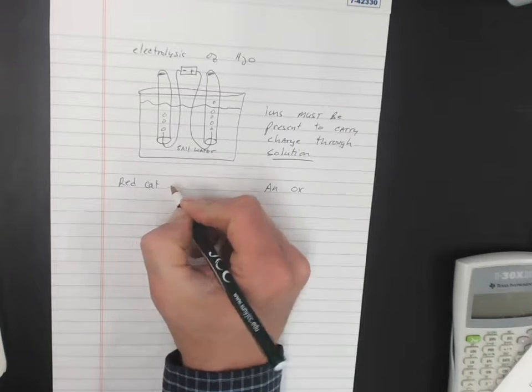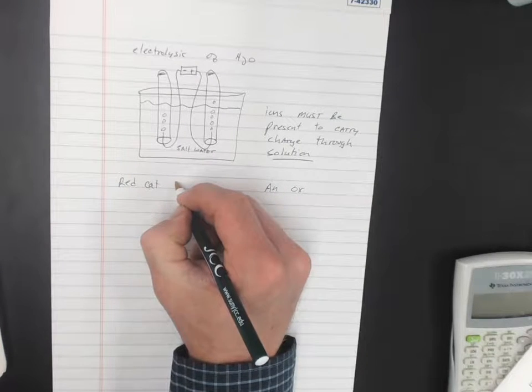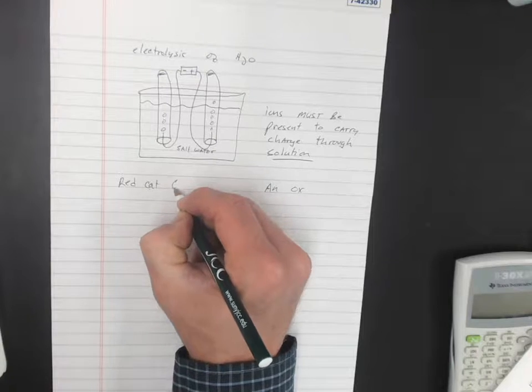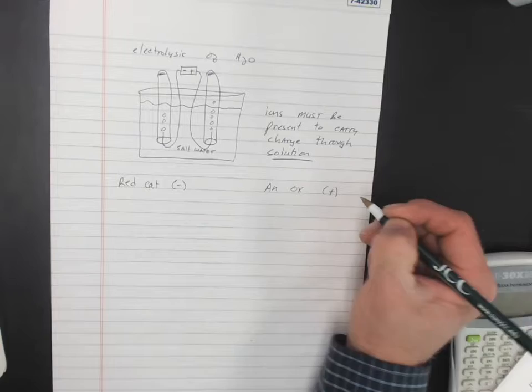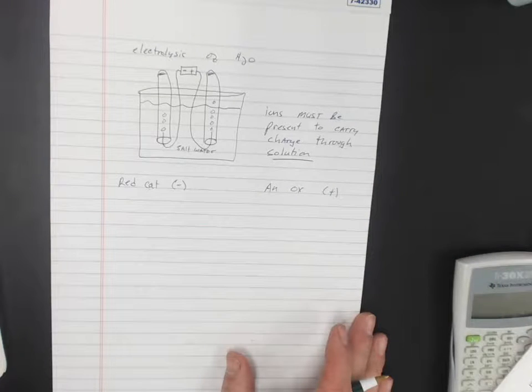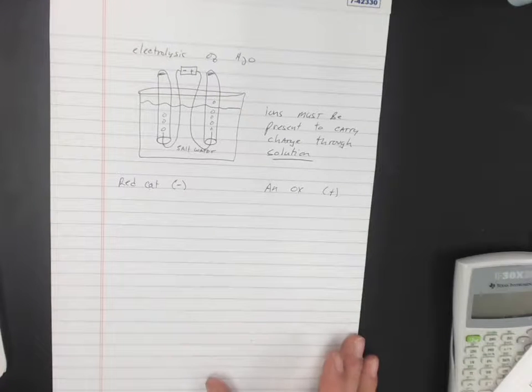For the cathode, what is going to be the sign of the cathode for an electrolytic cell? Negative. Very good. And for the anode, that has to be positive. So in a voltaic cell, the anode is negative? Yep, and the cathode is positive. You got it.